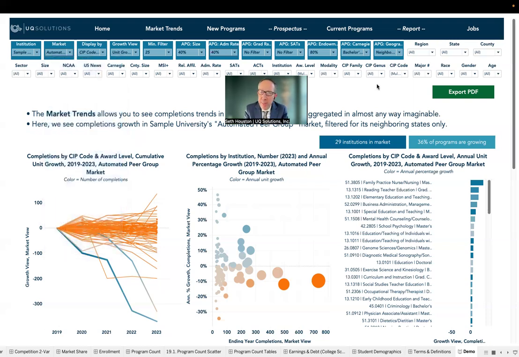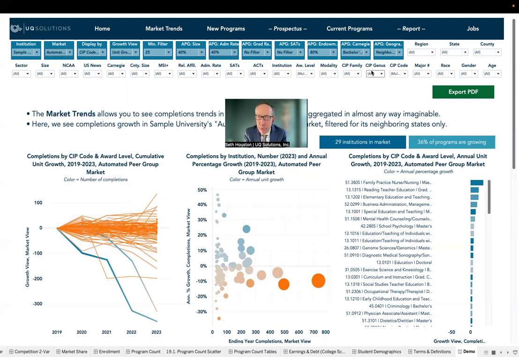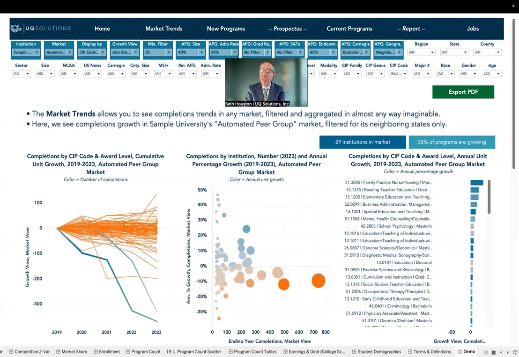We can filter this data by geography, by school type, by program type, as well as by student demographics. So if you want to know which schools are doing well for a certain program, if you want to know which programs are growing in a certain market, if you want to understand which programs are being attractive to certain groups of students, if you want to understand which programs within a certain group of programs are doing well, like graduate programs in education or engineering, whatever it might be, we can look at all those things in this tool.